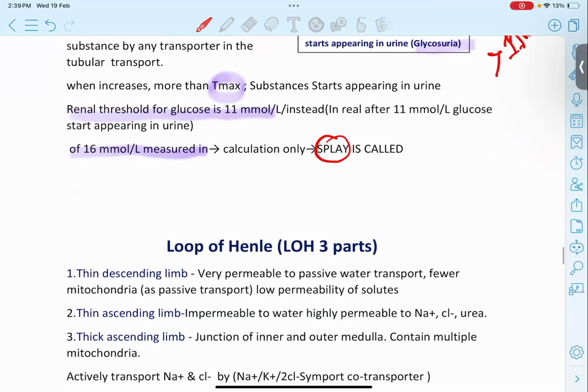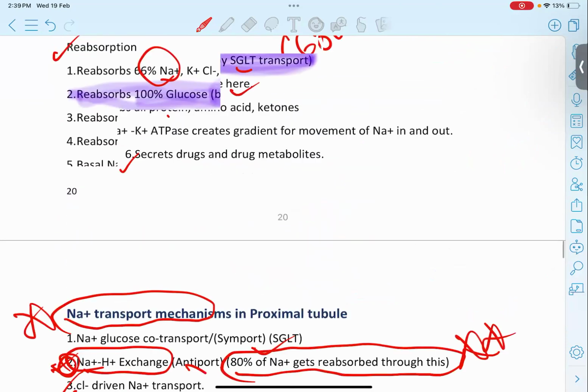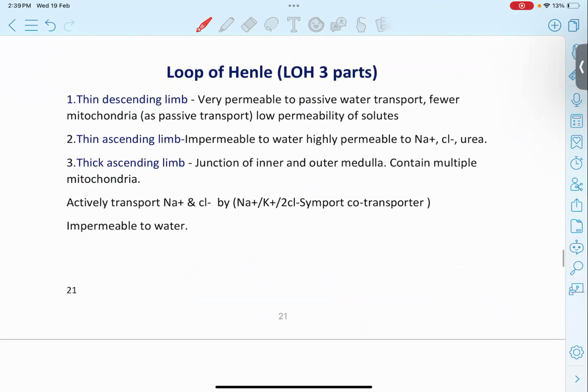Next is, so we are done with the PCT, the proximal tubule. We have done the tubular transport of the proximal tubule. Next is the loop of Henle. As I have already shown you, the loop of Henle has three parts: thin descending, thin ascending, and thick ascending. The thin descending limb is very permeable to passive water transport. It is very thin, and it has very few mitochondria, so no active transport happens there, because to run active transport we need energy.